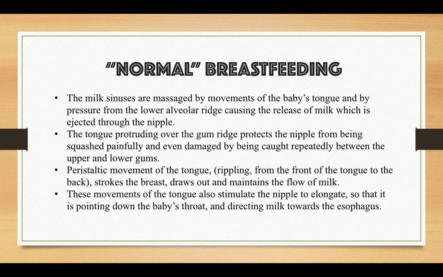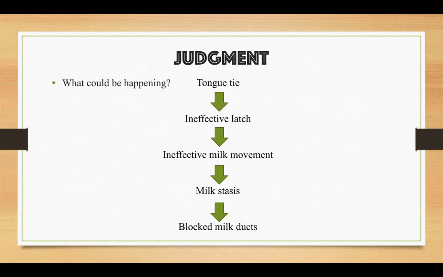Most babies can empty a breast in 10 to 15 minutes with efficient sucking. Next in the framework is judgment. So what could be happening in this particular scenario? In an infant with a tongue tie, the infant may struggle to establish an effective latch, which results in an inability to effectively suckle and move the milk as explained in the previous slide. This results in milk stasis, which ultimately causes blocked milk ducts.